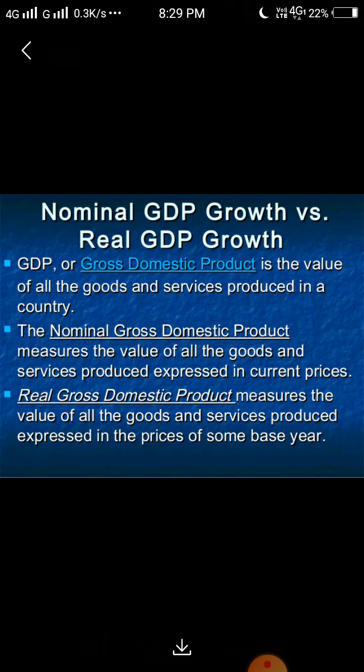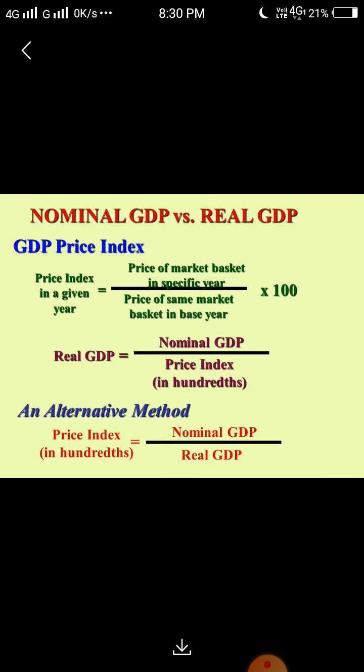I have already explained nominal GDP growth versus real GDP growth. GDP, or gross domestic product, is the value of all goods and services produced in a country. Nominal gross domestic product measures the value of all goods and services produced, expressed in current year prices. Real gross domestic product measures the value of all goods and services produced, expressed in the prices of some base year, right? So there is a relation between nominal GDP and real GDP.